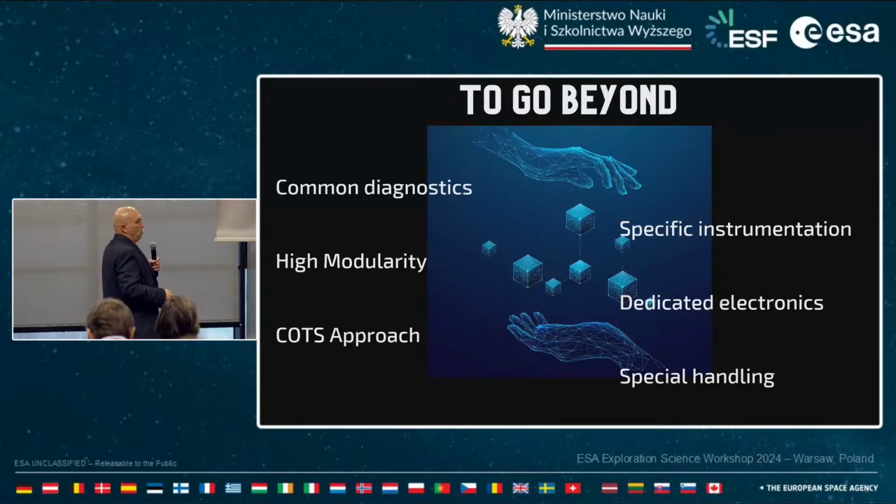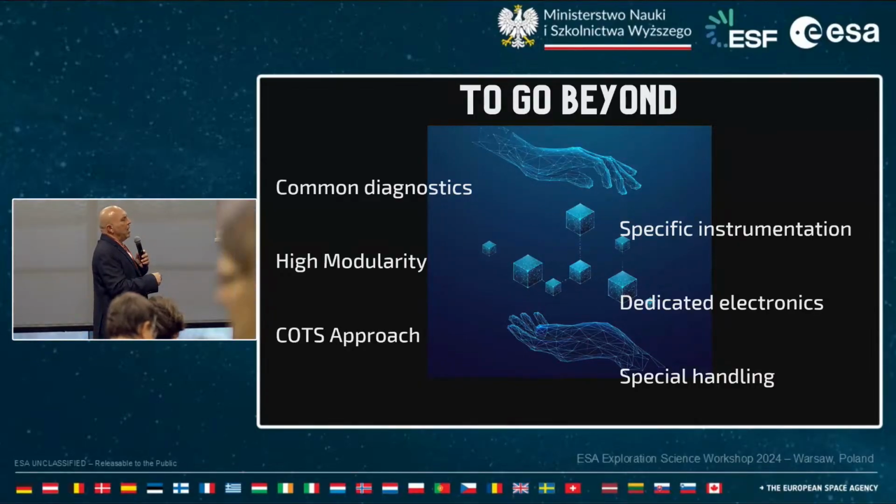And we get down to the same concept that Roberto was explaining. So to create, we have a lot of common diagnostics, we have the possibility to create a high modularity, and especially insist on the COTS approach. This is very important. A lot of our facilities are also complex because we are basically rediscovering and recreating things that can be easily bought commercially. And then, of course, if you have modules, you have specific instrumentation, dedicated electronics, and special handling.